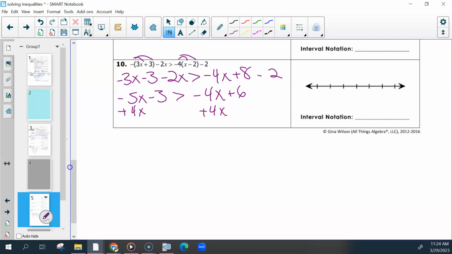Then we have to get rid of the 3 by adding it to the other side. So this would give us negative x is greater than 9. Divide both sides by negative 1. Would the sign change here? Yes. Open or closed? Open.